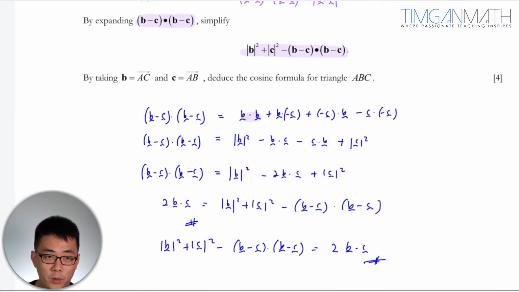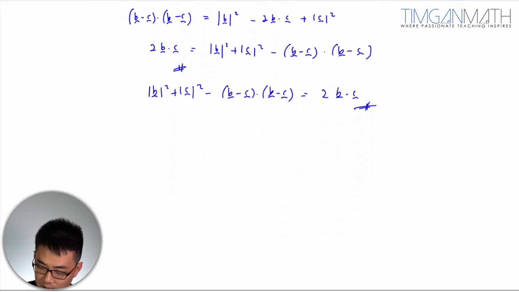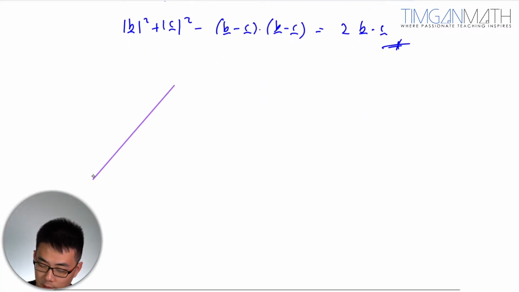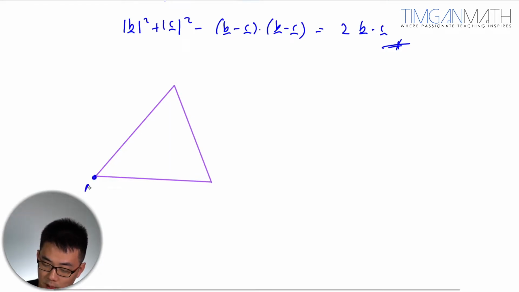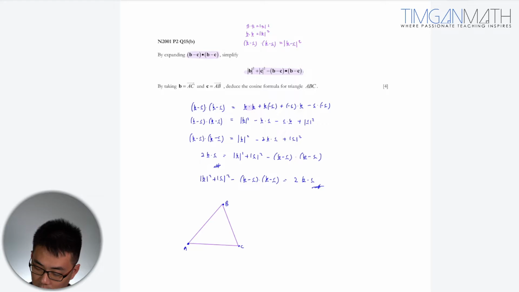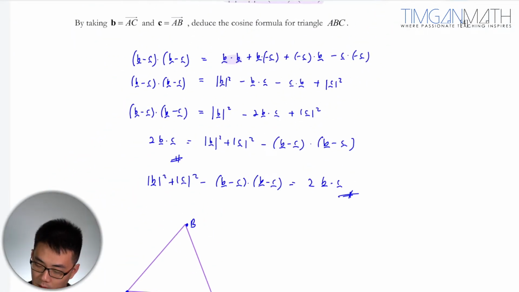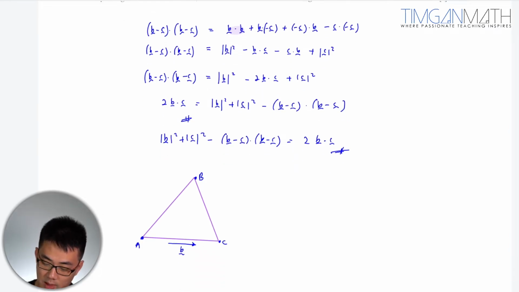From here, we are told that by taking b as vector AC and c as vector AB, deduce the cosine formula of triangle ABC. So just draw the triangle out. If you are not very sure, just draw it out. This would be A, B and C here. So A to C is b. This over here, we are given that this is b. And A to B is actually c.